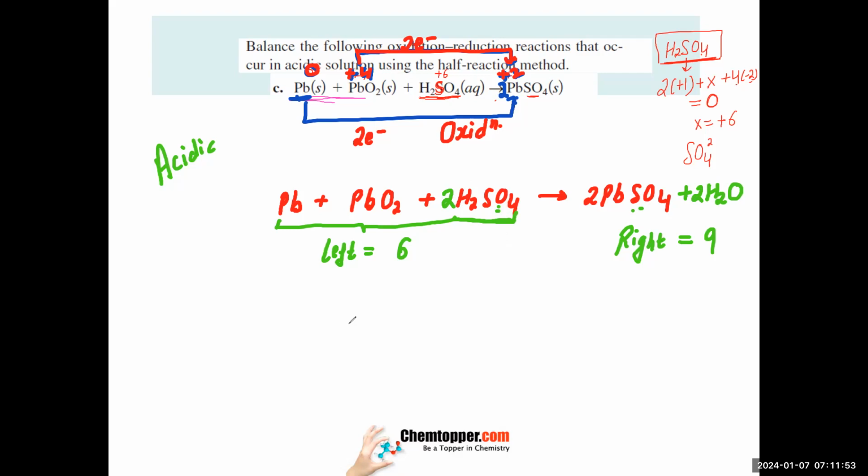So how many oxygens now on the left side and right side? They are 10 and here 10.